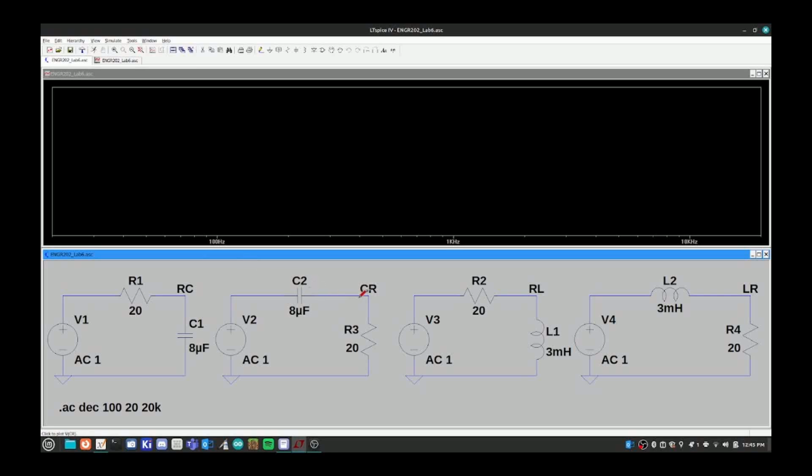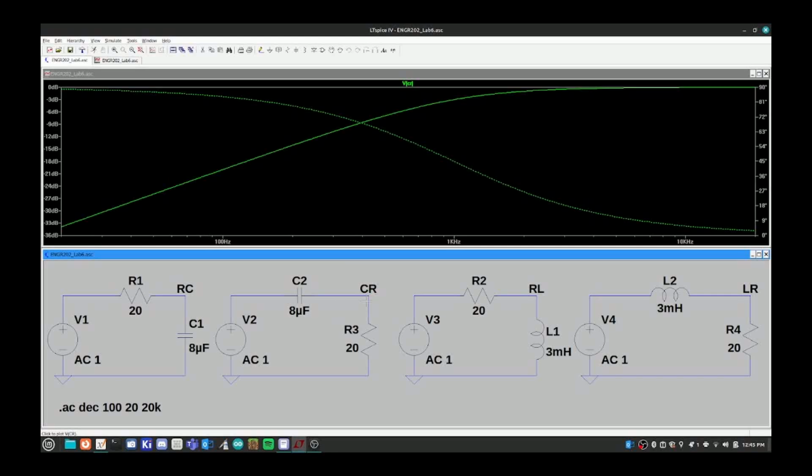I'm going to start with the CR and LR circuits. If I probe this voltage here, which is the voltage across the resistor, you'll see that it starts really low, and then it starts to pass right around 1 kilohertz. And in fact, if we follow that up to that point, and then we look over here on the left, that's right at negative 3 dB. So perfect, that's what we want.